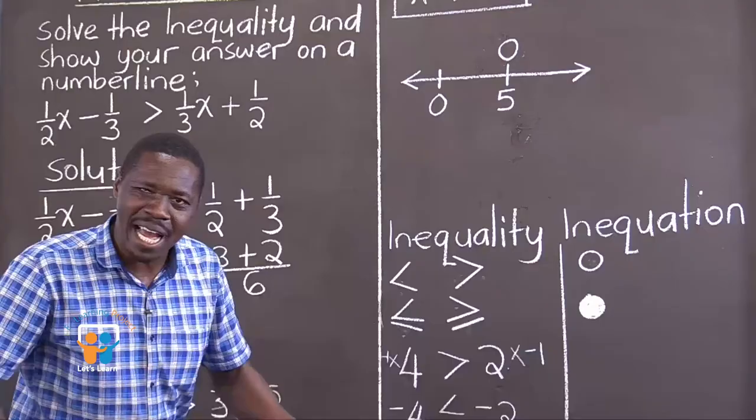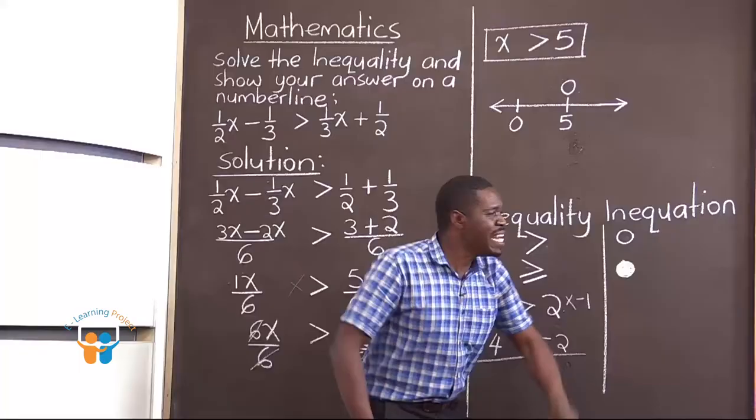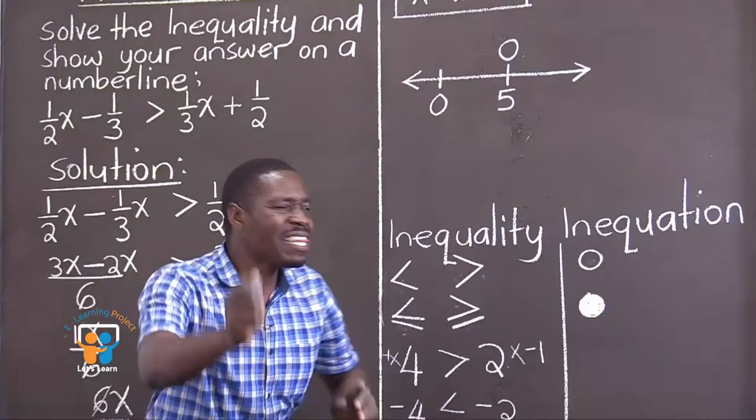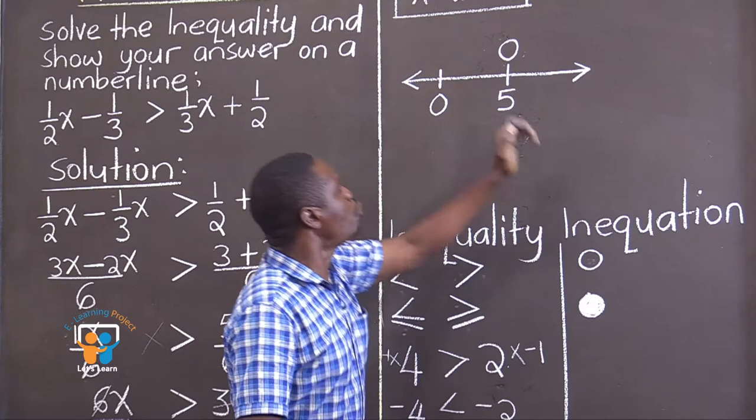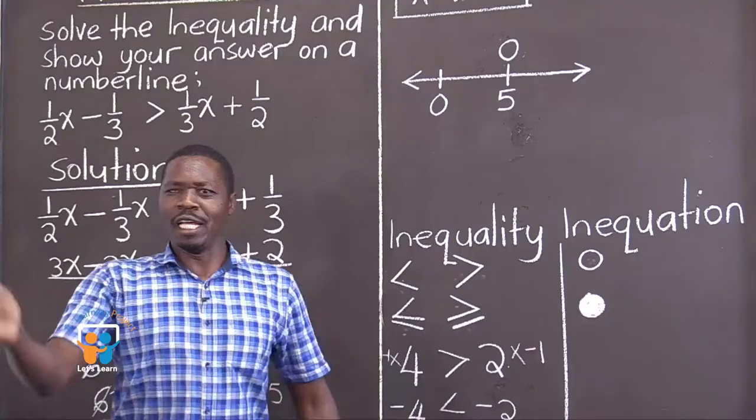Then we ask ourselves, Mr. Examiner, sir, numbers which are greater than 5, numbers which are bigger than 5, numbers which are larger than 5, are they to the right hand side of 5 or to the left hand side of 5? I know some people are confused now. Some are saying to the left hand side of 5.